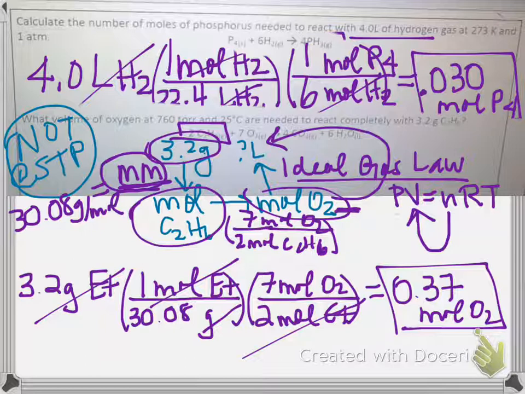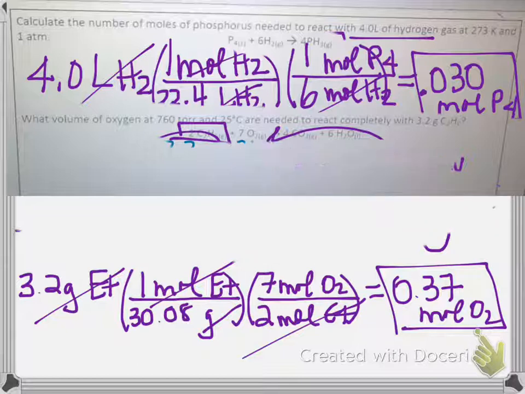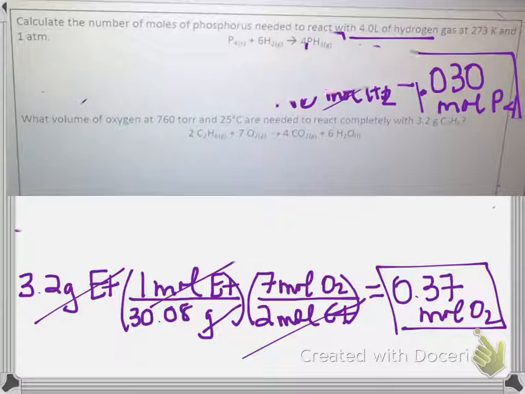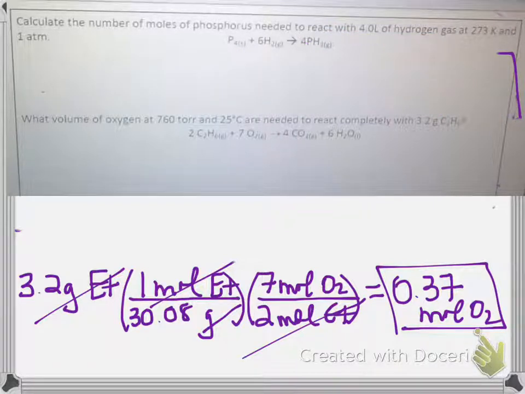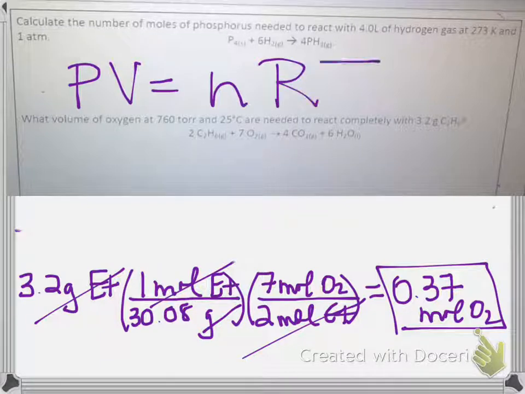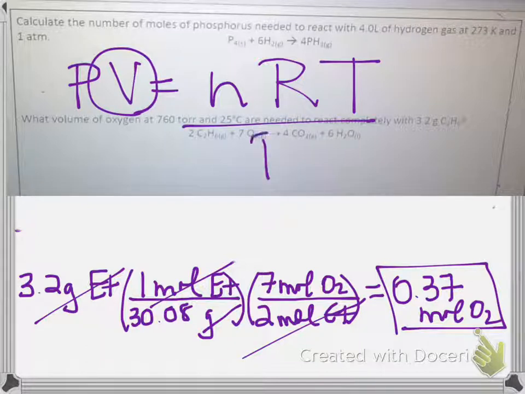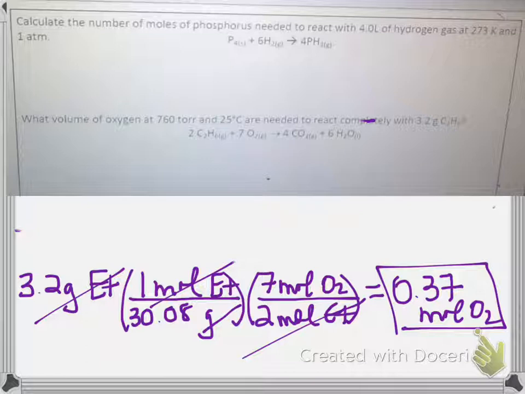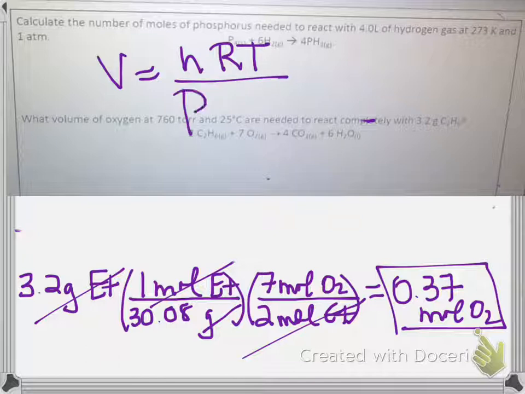So let me use my eraser here. I'm going to erase everything here so that I have room to work. So we solved for 0.37 moles of oxygen. We want to convert that to liters of oxygen. And we're given pressure and we're given temperature. So we've got PV equals nRT, our ideal gas law. We want to solve for volume, so I'm going to divide both sides by pressure. Okay, so volume will equal nRT over P.